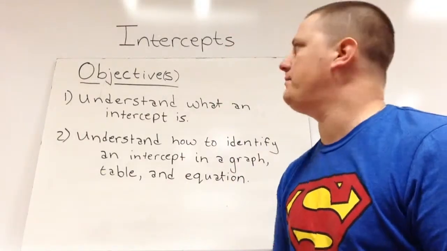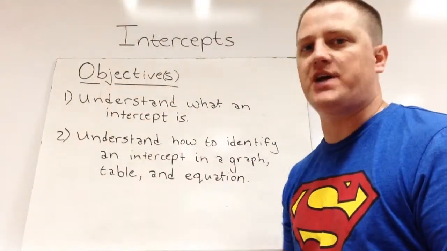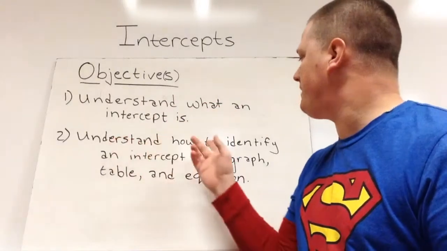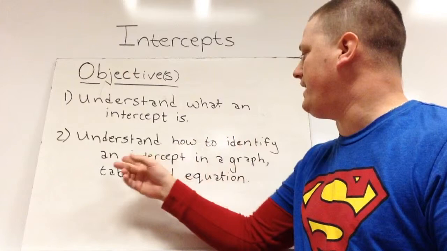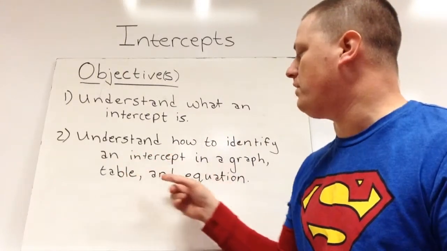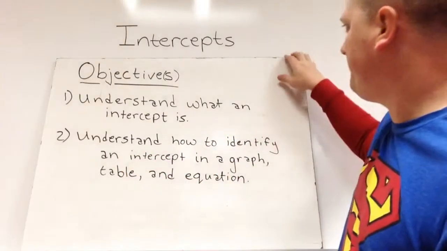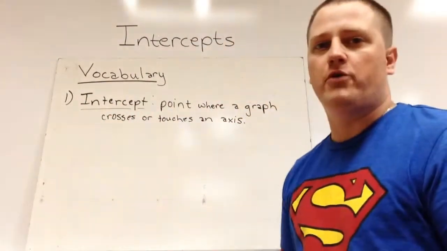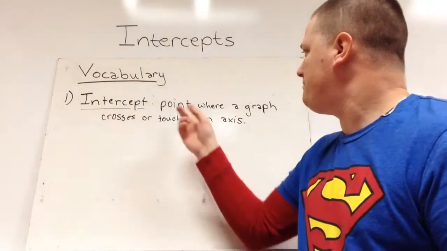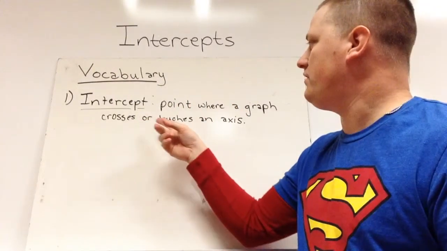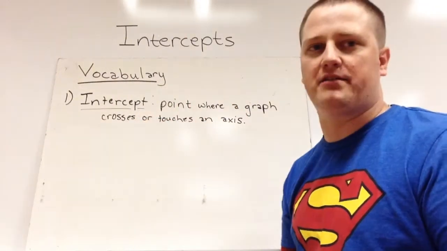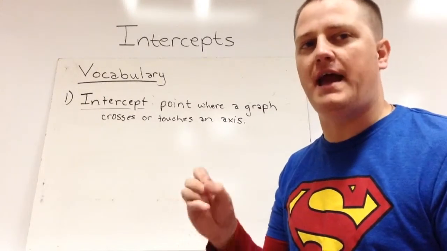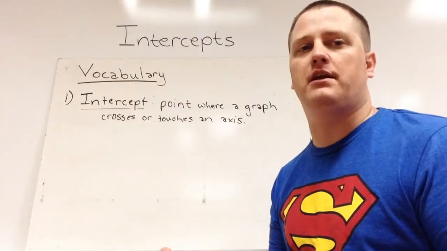In this lesson, we're going to be looking at intercepts. Our objective: understand what an intercept is, and understand how to identify an intercept in a graph, table, and equation. Vocabulary: intercept, a point where a graph crosses or touches an axis. So it doesn't have to completely cross it. As long as it touches one of the axes, it is considered an intercept.